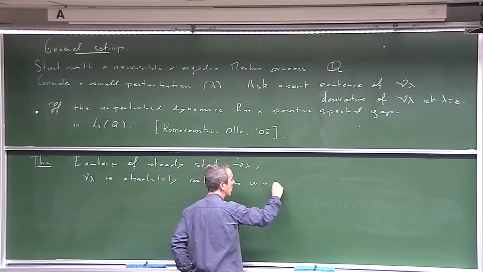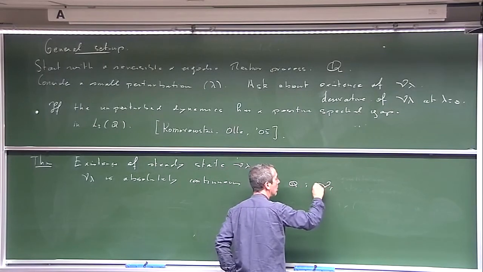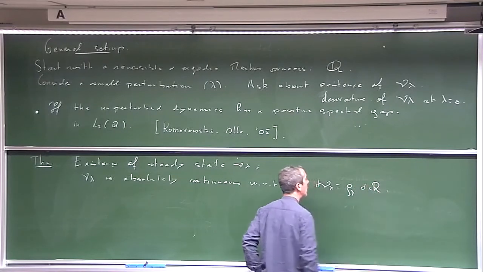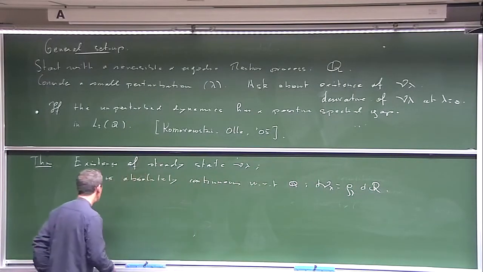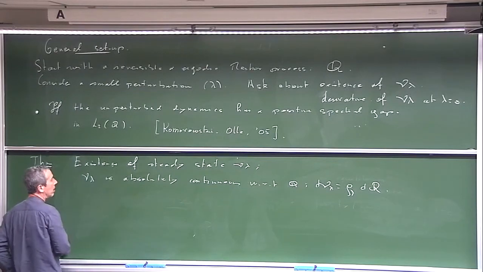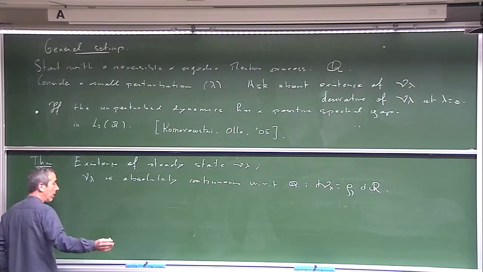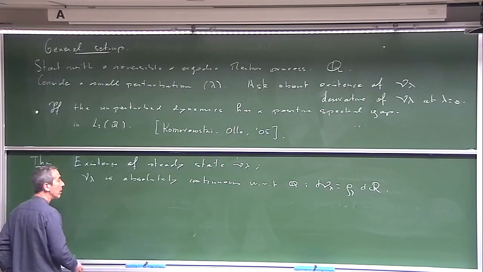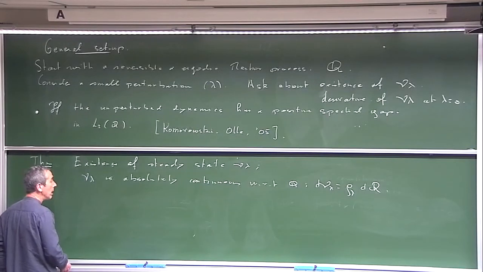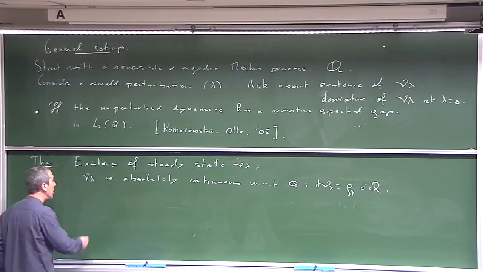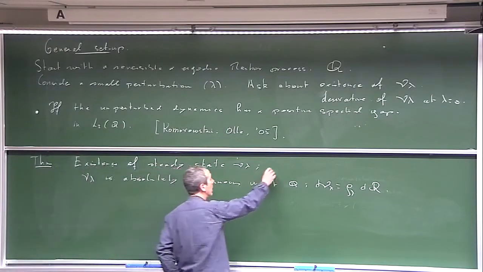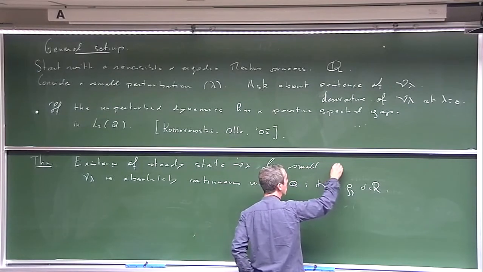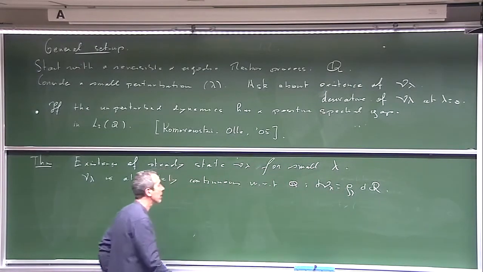With respect to Q, d nu lambda is some density, rho lambda dq. And rho lambda is in L2, but furthermore, you can expand rho lambda as an infinite series, as a power series in lambda, which will be convergent in L2, provided that lambda is small enough. So I should have written it here. You have the existence for small enough lambda, and how small depends on the spectral gap.